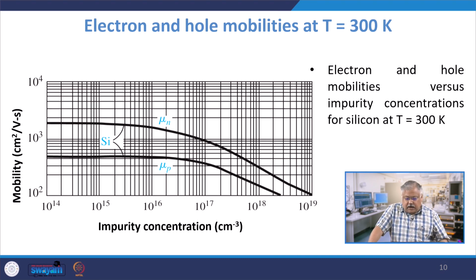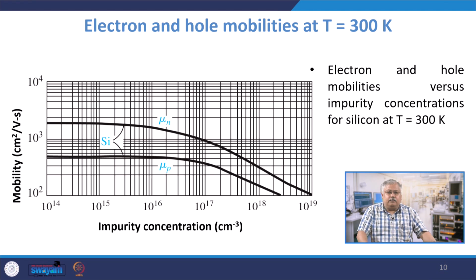Let us come to electron and hole mobilities at 300 Kelvin, which is again an important parameter, because if you remember, when I was trying to find sigma or rho, the mobility term was also coming. So as a designer you should know how the electron and hole mobilities vary at 300 Kelvin. If you take the impurity concentration and vary the mobility, as the impurity concentration goes on increasing, you see the mobility drops down, and it is a log scale, so it drops down very fast.